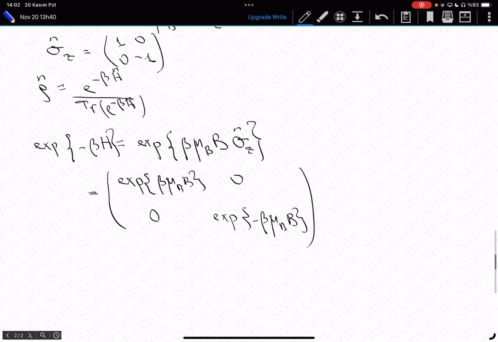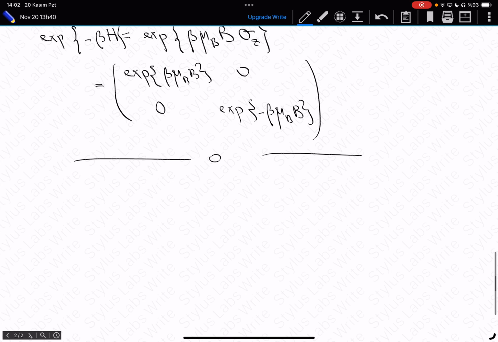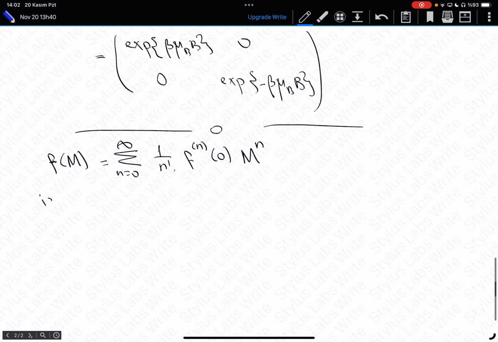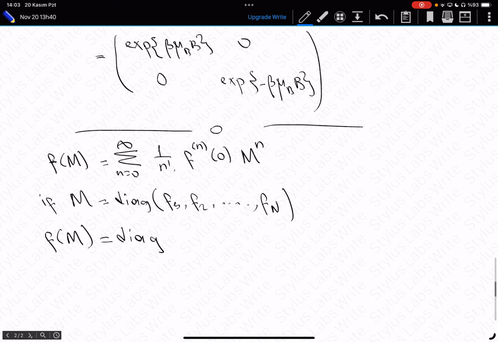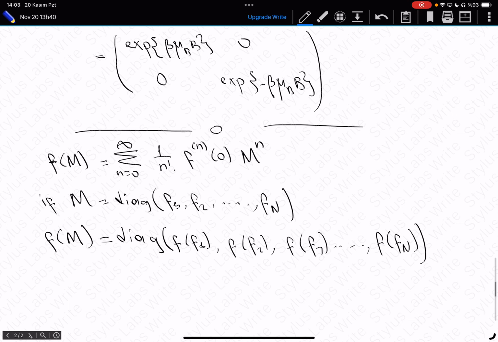We can always find, even if it's not diagonal, well, okay, so let's just make an interlude. If you have some function and you want to calculate this function for a matrix M, this will be the Taylor expansion: the sum from n equals 0 to infinity of 1 over n factorial, the nth derivative of f at 0, times M to the power n, assuming f is analytical, so its Taylor expansion exists. If M is diagonal, with entries f1, f2, up to fn, an n by n matrix, then f of M is quite easy to evaluate. It will be a diagonal matrix with entries f of f1, f of f2, f of f3, up to f of fn, the fi being the eigenvalues.